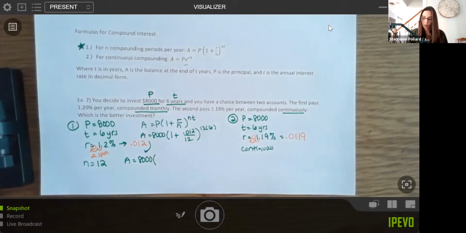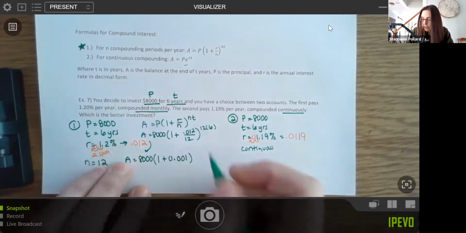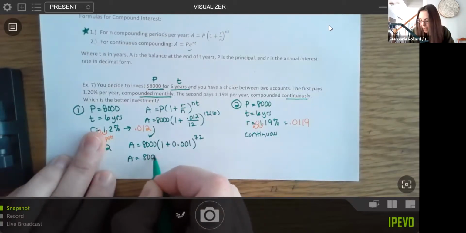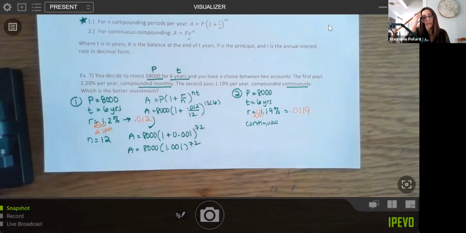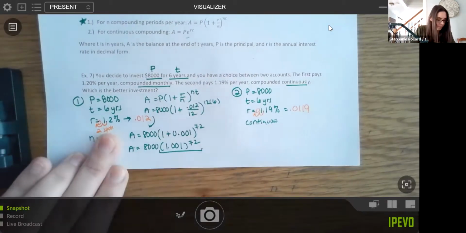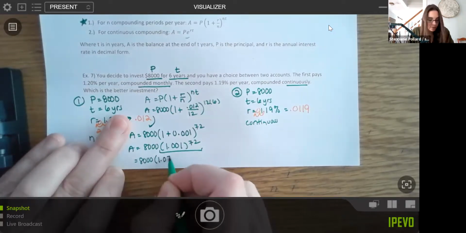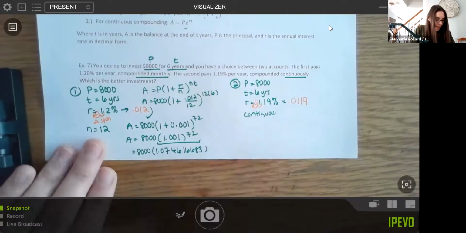So let's see, I get 0.012 divided by 12. So that becomes 1 plus 0.001. And then 12 times 6 is 72. I'm going to add these together. And now I'm ready to start using my exponent. So I'm cleaning things up first. You just need to go nice and slow here. So I'm going to do this part next. And I'm using my calculator. And I get 1.074616683. And then I'm going to multiply that by 8,000.